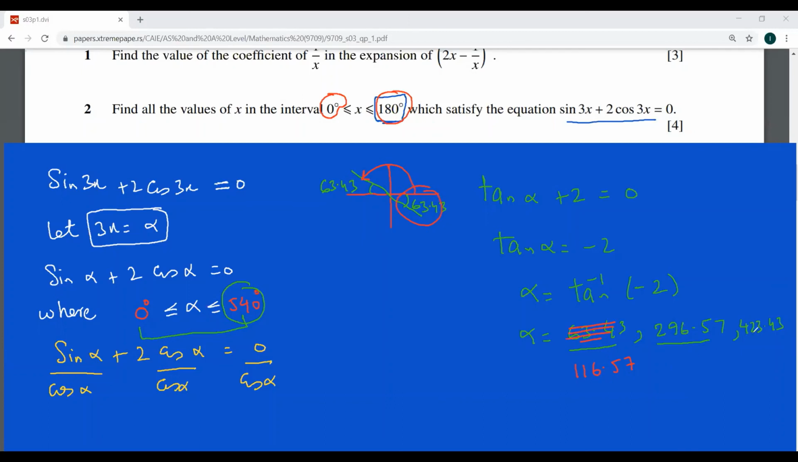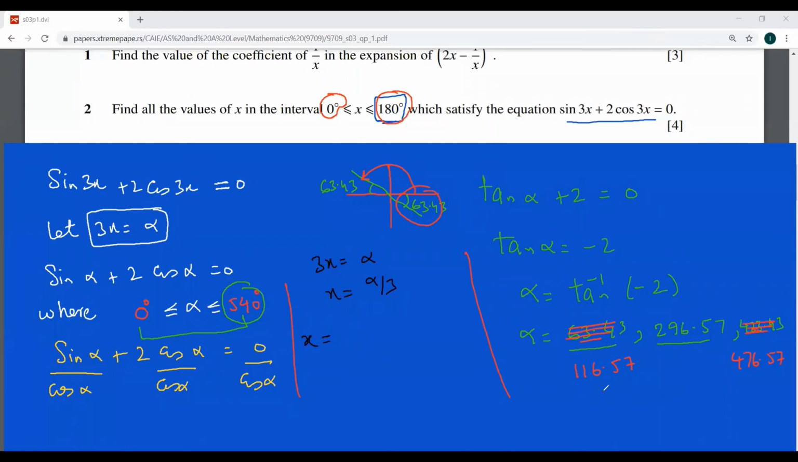So now if you add 360 into 116.57, what do you get? 476.57. So that means it's okay now. So these are the three values that we have for alpha. And now we need to have the actual values, which are the values of x. So 3x was equal to alpha, so x is going to be alpha by 3. So you divide all these values by 3 and tell me what are these values correct to one decimal place.